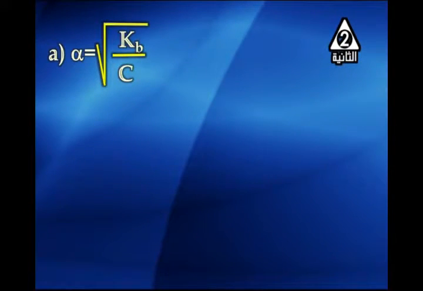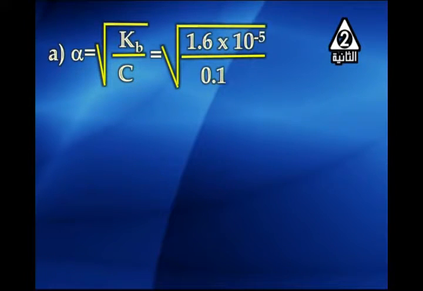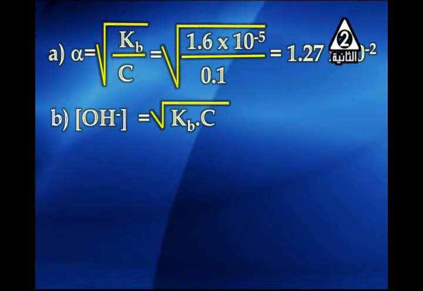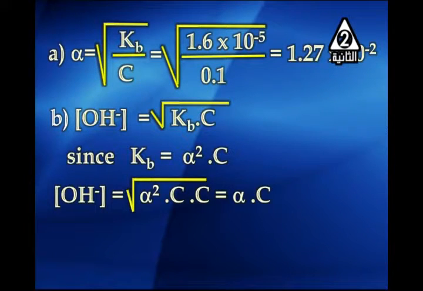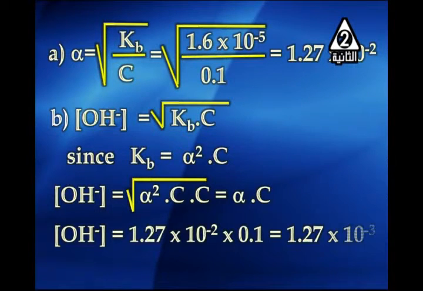Solution of the problem: alpha equals the square root of Kb over C. So it equals the square root of 1.6 times 10 to the power negative 5 over 0.1, which equals 1.27 times 10 to the power negative 2. And then the concentration of hydroxide ion equals the square root of Kb times C. Here, by substituting Kb by alpha square times C, as we did in the concentration of hydronium ion, the concentration of hydroxide ion equals the square root of alpha square times C square, so it will be alpha times C. So the concentration of hydroxide ion equals 1.27 times 10 to the power negative 2, which is alpha, times 0.1, which is the concentration. So we get the result 1.27 times 10 to the power negative 3.